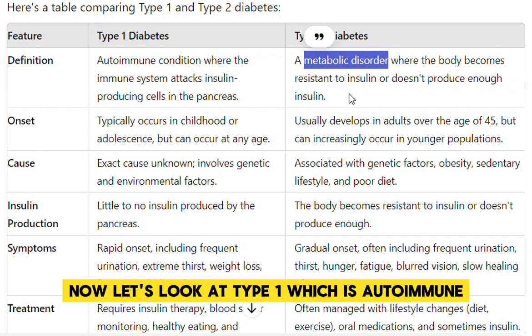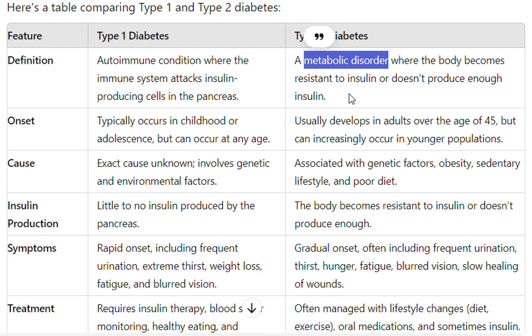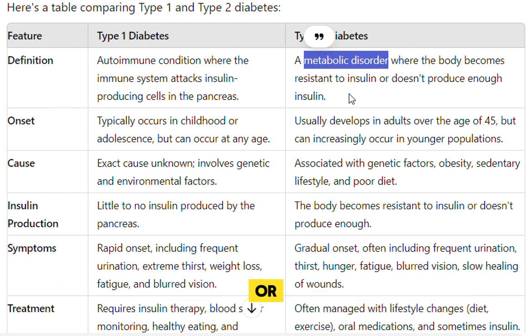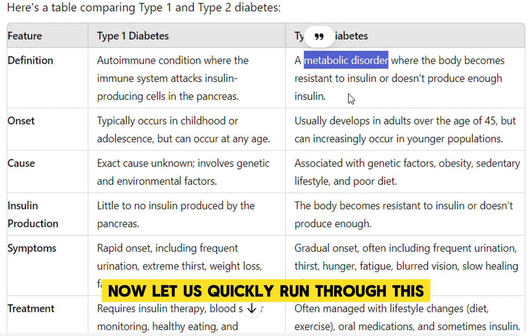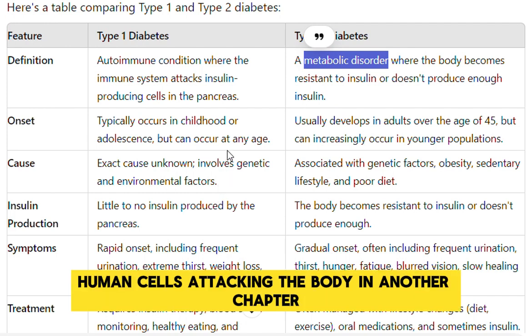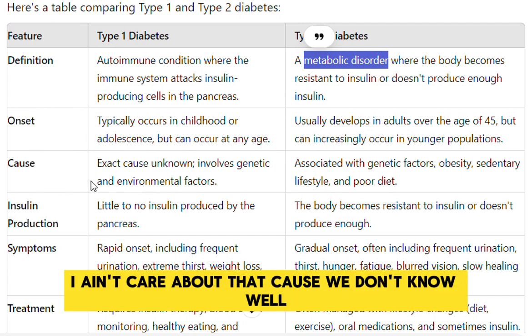Now let's look at type 1, which says autoimmune. Now autoimmune means your immune cells are attacking the body itself, or it seems as if the immune cells are attacking the body. Now let's just quickly run through this so we could focus on these immune cells attacking the body in another chapter. Onset, I don't care about that because we don't know.